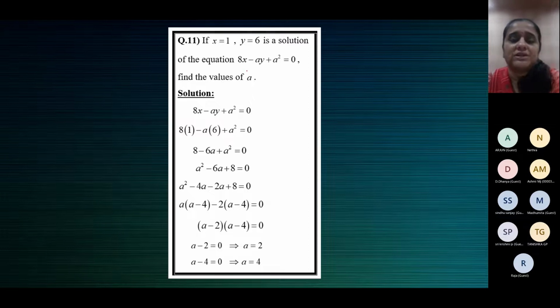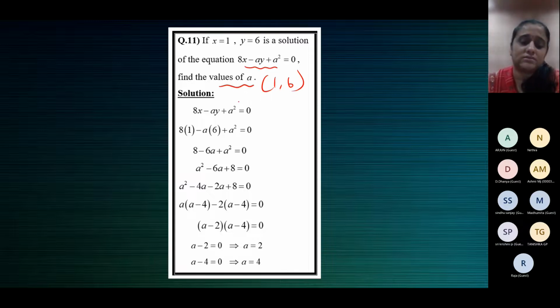Same thing here. Instead of giving you 1, 6, they've given you x is equal to 1 and y is equal to 6, is a solution of this equation. Find the values of a.